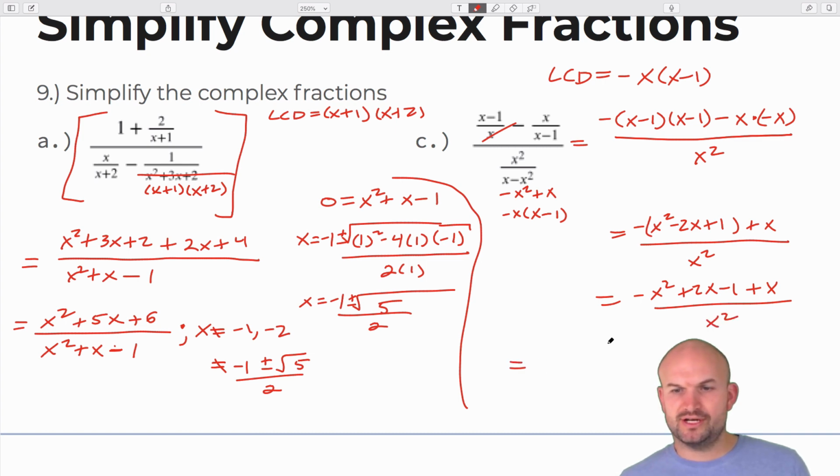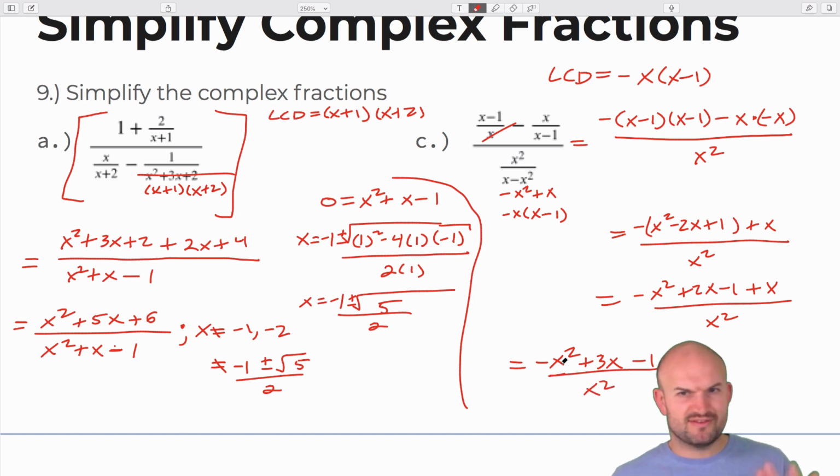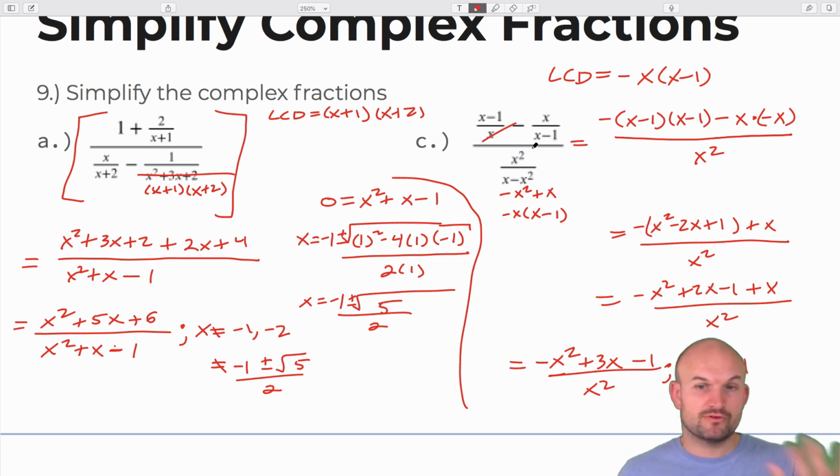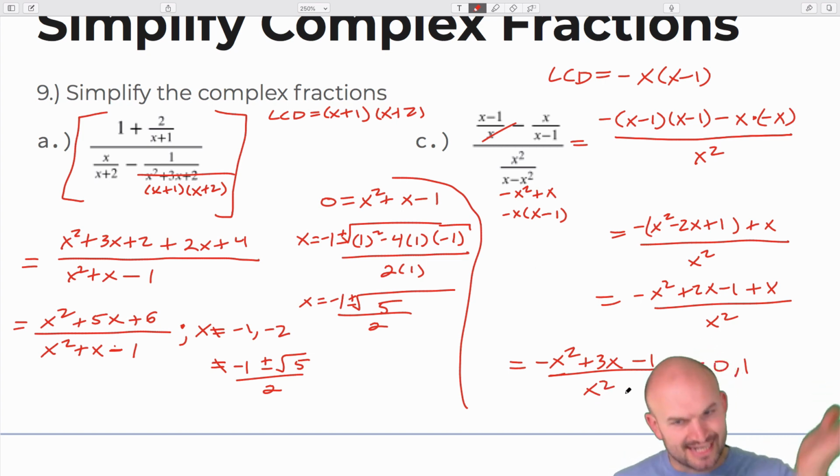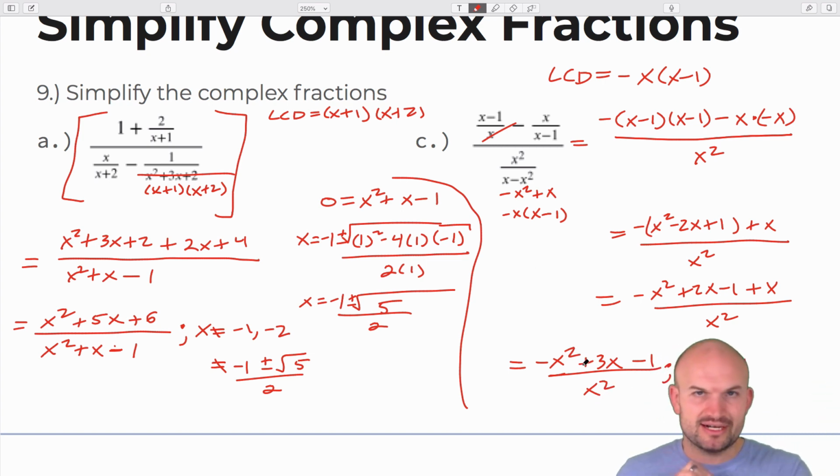And let's put it over here again. Let's combine our x. So therefore, we have negative x squared plus 3x minus 1 all over x squared. Nothing's going to divide out. Don't need to factor it. So therefore, I know that x cannot equal 0 and x cannot equal 1. Those are my only two restrictions, from the original problem and then from the simplified version. And again, the x squareds cannot divide out, guys, because that is separated by addition.